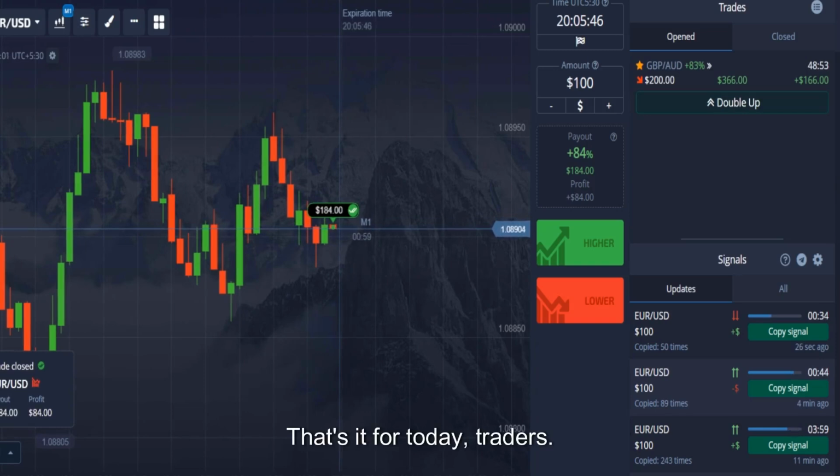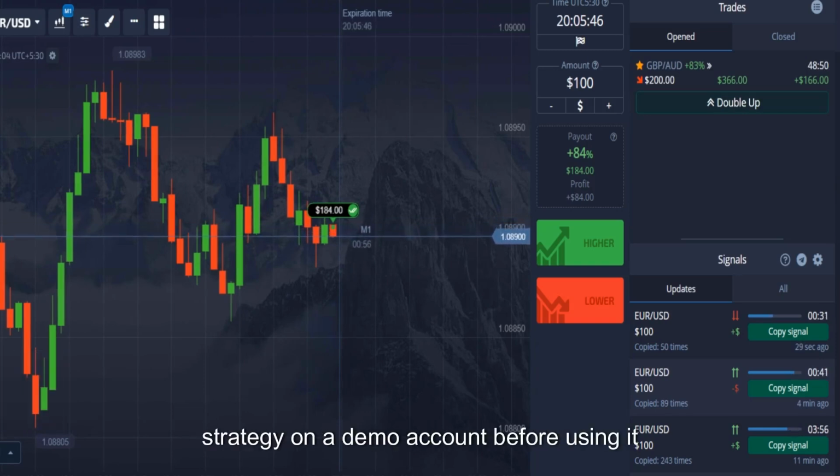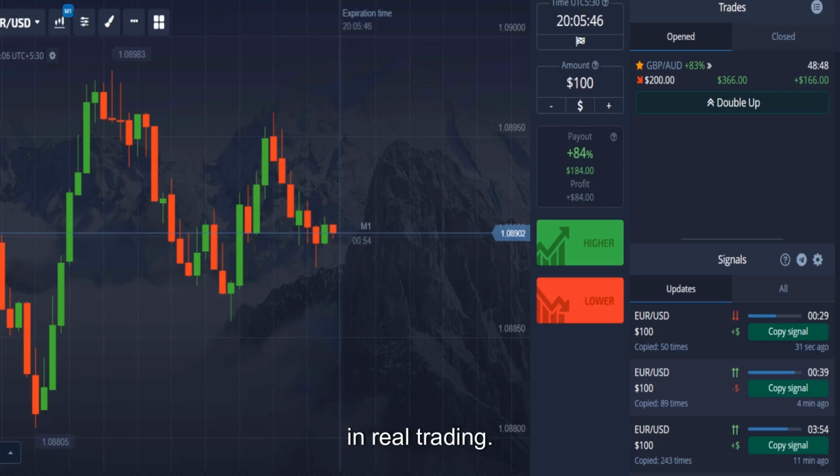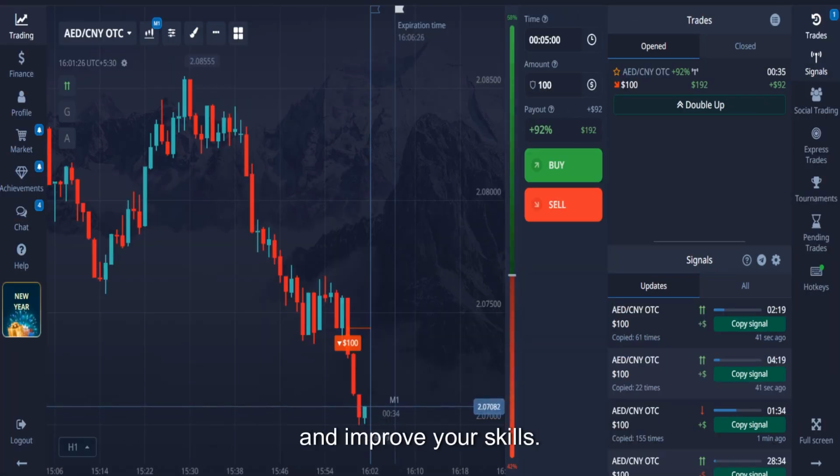That's it for today, traders. Make sure to practice and master this strategy on a demo account before using it in real trading. Practicing first helps you build confidence and improve your skills.